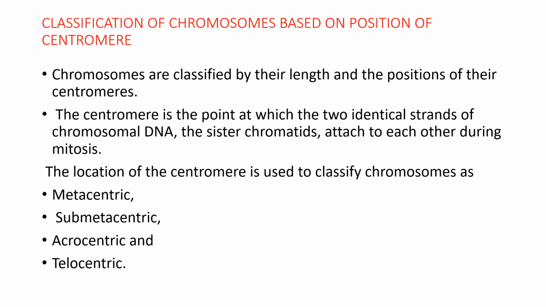Classification of chromosomes based on position of centromere. Chromosomes are classified by their length and the position of their centromeres. The centromere is the point at which the two identical strands of chromosomal DNA, the sister chromatids, attach to each other during mitosis. The location of the centromere is used to classify chromosomes as metacentric, submetacentric, acrocentric, and telocentric.